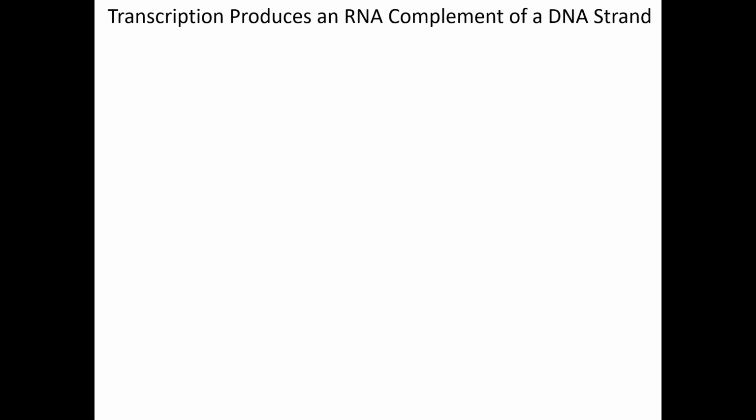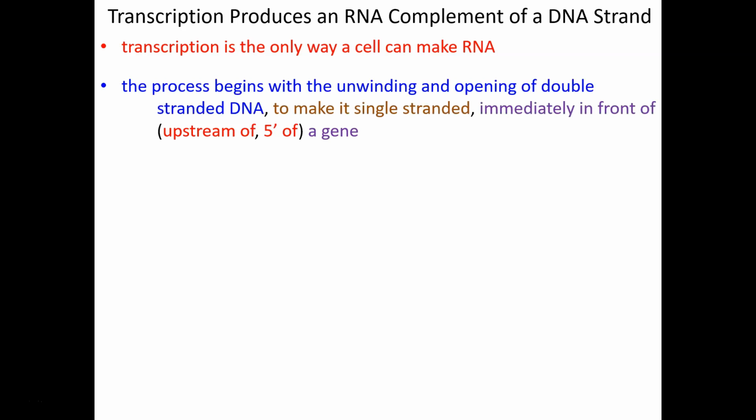We're going to talk about the central dogma in detail. How does transcription work? How does translation work? How do we make proteins from DNA genes? So again, transcription produces an RNA complement or an RNA copy of a DNA gene, a DNA strand. Transcription is the only way that a cell can make RNA. Anytime RNA is made from DNA in a cell, it's being made through a transcriptive process.